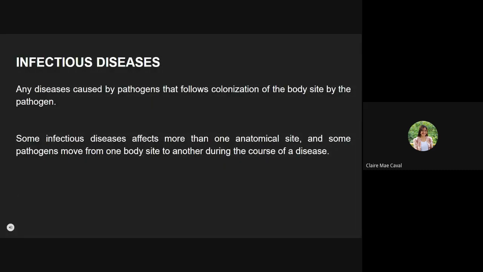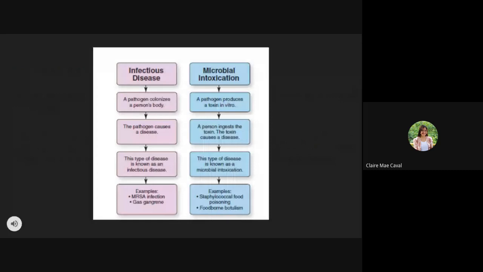Just a quick recall, pathogenic diseases could be an infectious disease or a microbial intoxication. When you say infectious disease, again, a pathogen inhabits your body, proliferates, and eventually causes a disease. For example, you have methicillin-resistant Staphylococcus aureus infection and gas gangrene. Gas gangrene is caused by a bacterium, Clostridium perfringens.